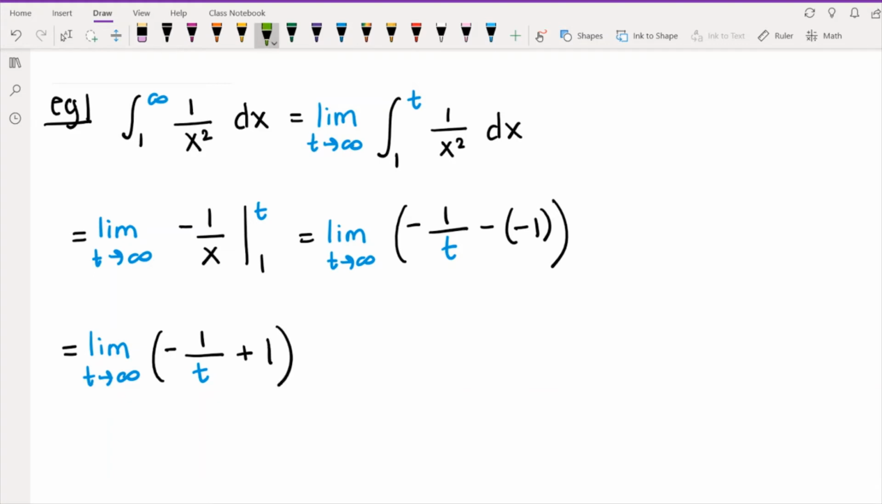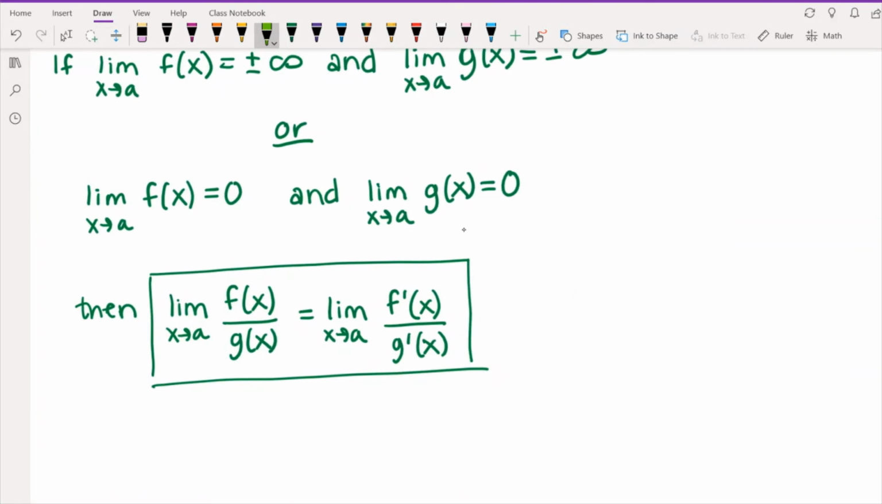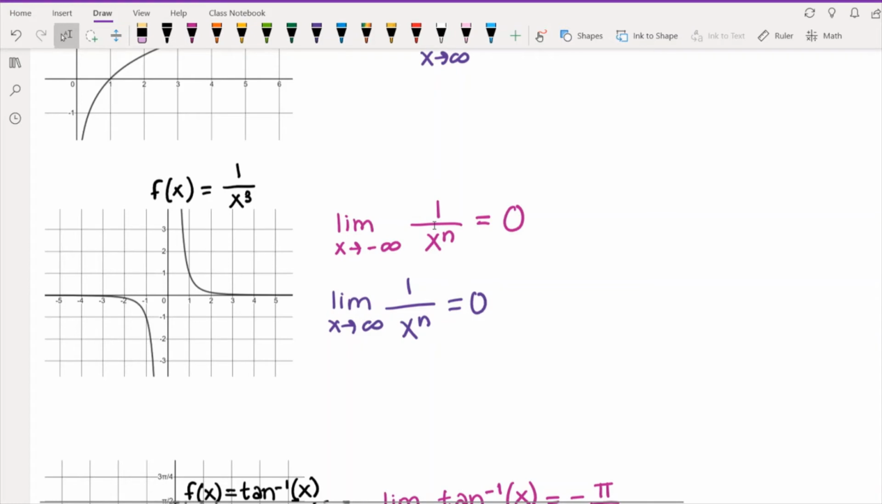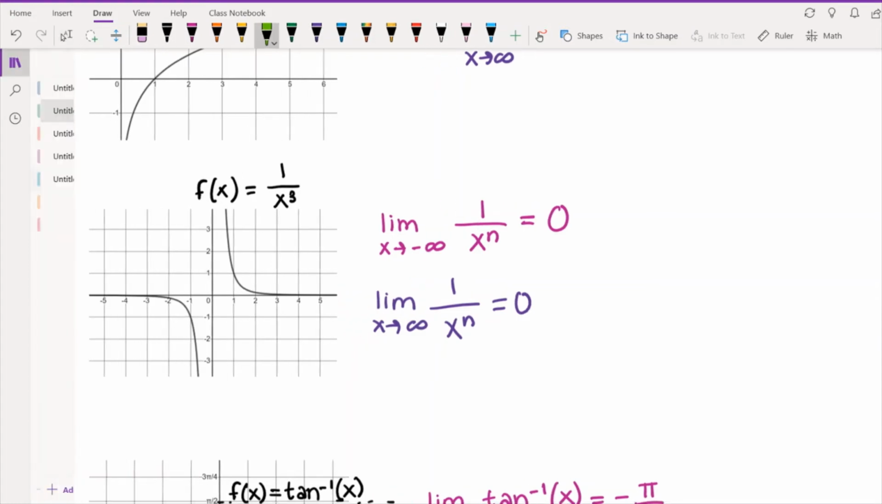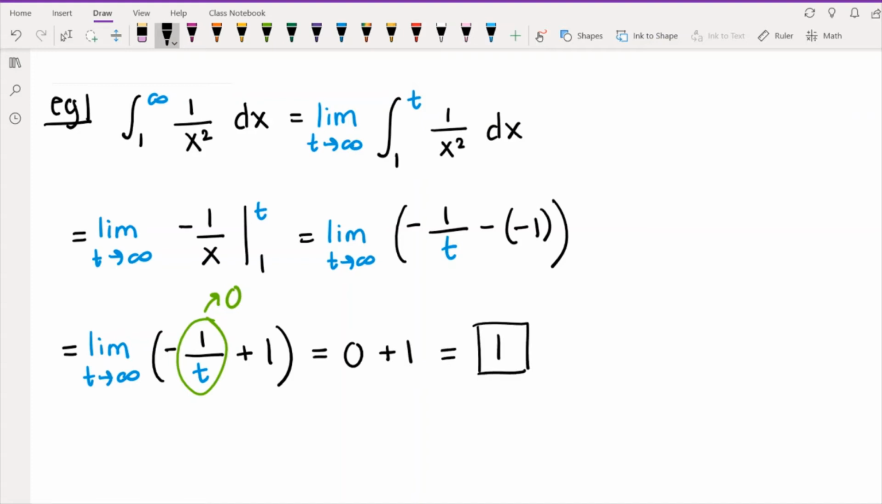As for this part, this fits with one of the limits we talked about on the previous page, right? We talked about that if you have 1 over x to any power, and that includes 1 as that number n, the limit is always going to be 0. And so that means that this part, the limit is 0. And so what is the answer for this overall limit? Well, we get 0 plus 1, which is equal to 1. So that agrees with what we found earlier by plugging in numbers.